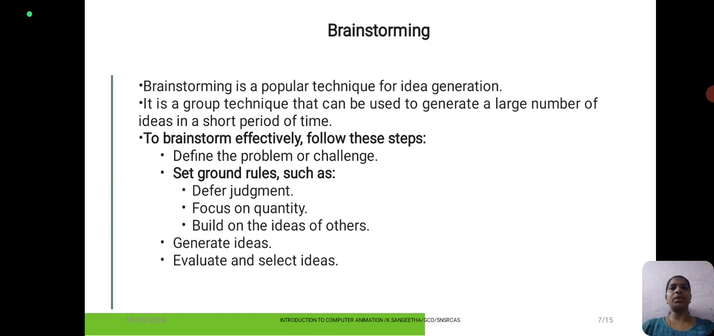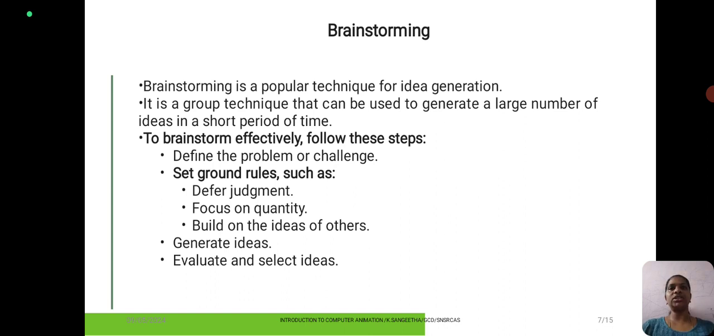So, brainstorming is a great way to come up with a lot of ideas in a short amount of time. It is a good technique to use when you are in the early stages of idea generation and are looking for a broad range of ideas. Here are some steps to follow for effective brainstorming.